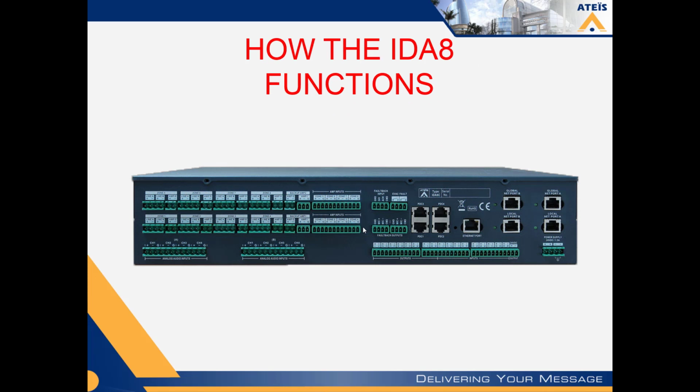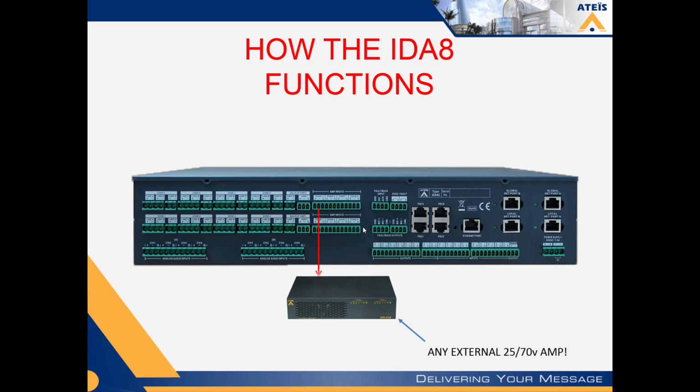So how does this work? How can we take this box that you see here and stick it in the middle of your intercom system and amplifiers and make it a UL listed system? Well, it's quite ingenious how this works. You have any external 25 or 70 volt amplifier. We take a line level output from this unit and go into the amplifier.